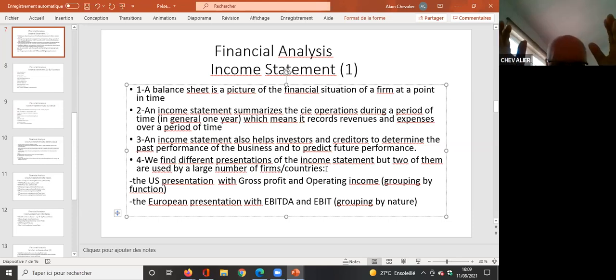To put it simply, we have the US presentation with gross profit, operating income, which is a grouping by function. And you also get the European presentation, which introduces at the beginning EBITDA, EBIT, grouping by nature, and which is also the source of the approach of the IFRS standards you have, at least for some of you.